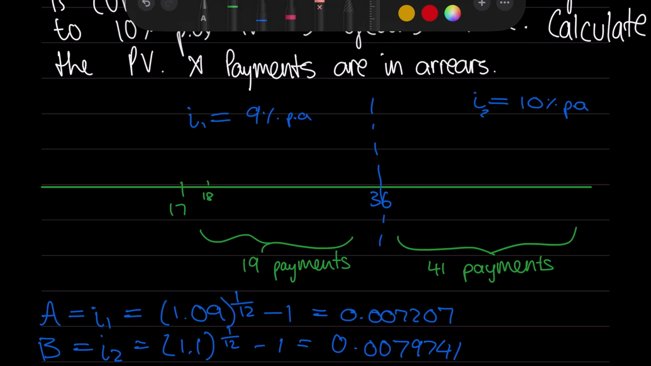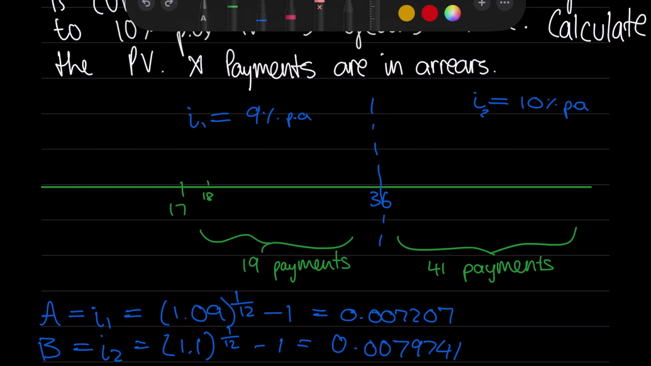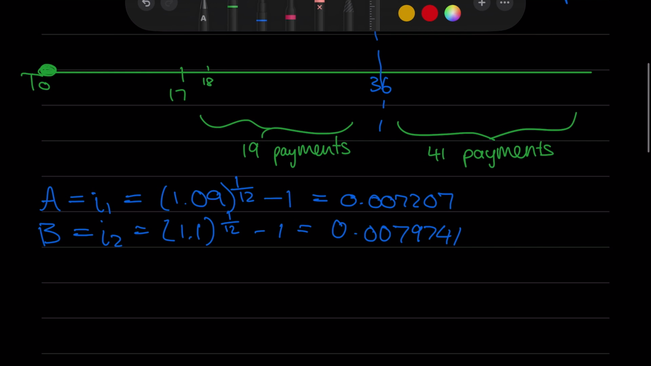So what I'm thinking to do is present value these payments to here, because it's the same interest rate. Then I'll be present valuing these payments to this point, and then we'll discount both of these back to time 0, because that's the present value we need. Let me put time 0 there. That's our end goal. Let's start with the present value at time 17.